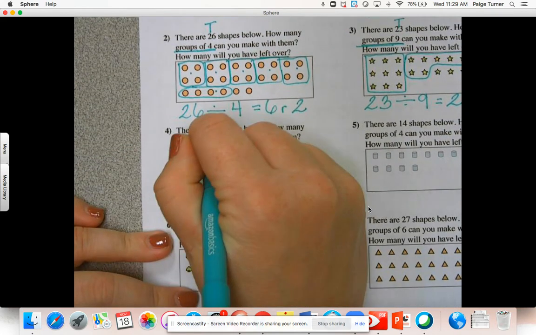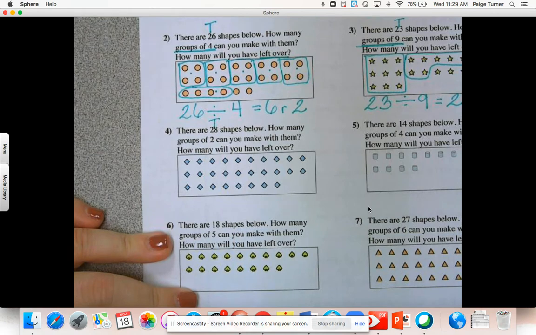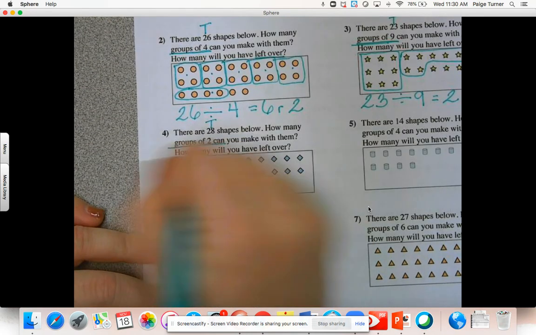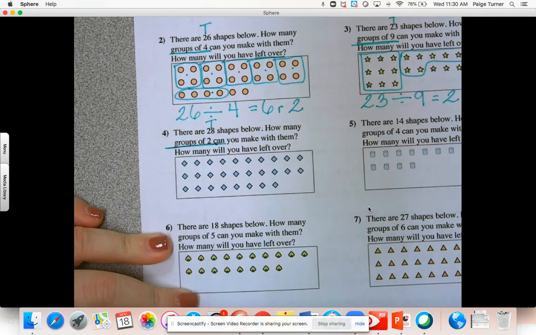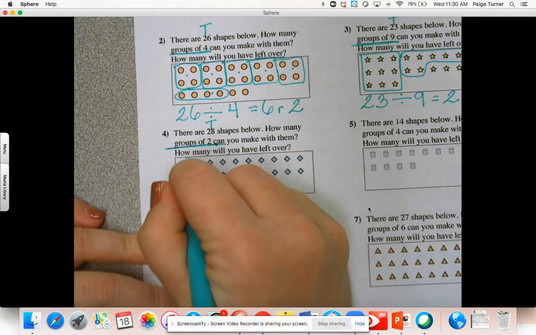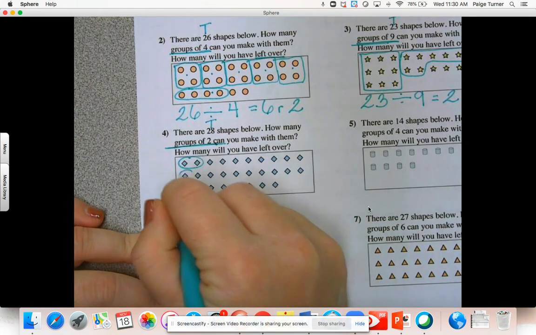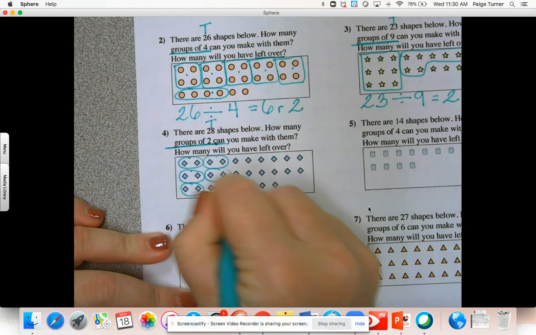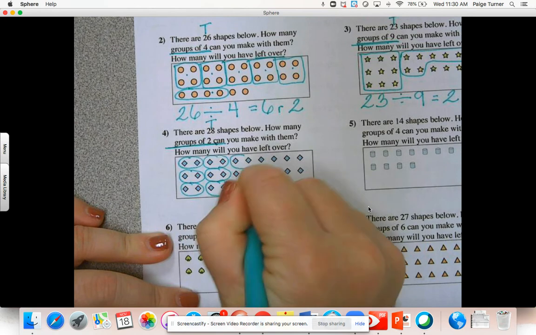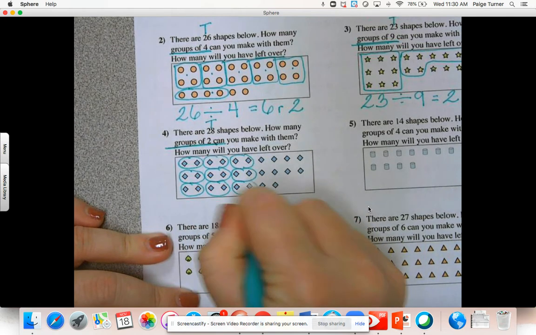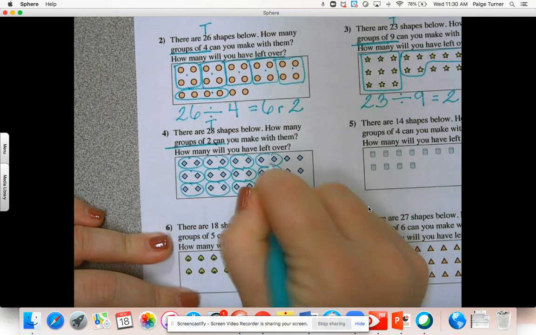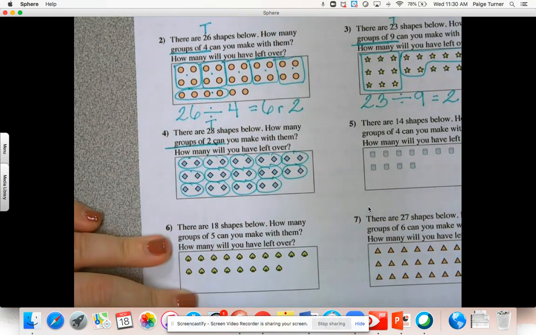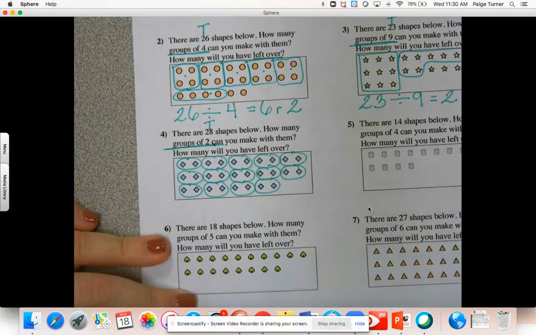All right, so 28 shapes, that's our total. So T for total, that's how many shapes we have in all. We're going to make groups of 2. And let's go ahead and do that. All right, so group of 2. I'm just going to keep going here. Ooh, look at that. Interesting, huh? All right, so circle your groups of 2.